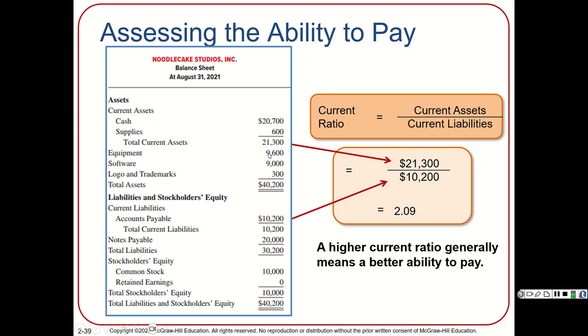If this was flip-flopped, if your cash was only 10,200 but your debts were 21,300, this would be less than 1, and banks would probably not consider any lending because you don't have enough current assets to pay your current liabilities. Again, current assets are what's used within the same year. Current liabilities are what needs to be paid in the same year. So if it's flip-flopped, the bank's saying, you don't have enough cash to pay your liabilities. We're not going to be able to do this right now.